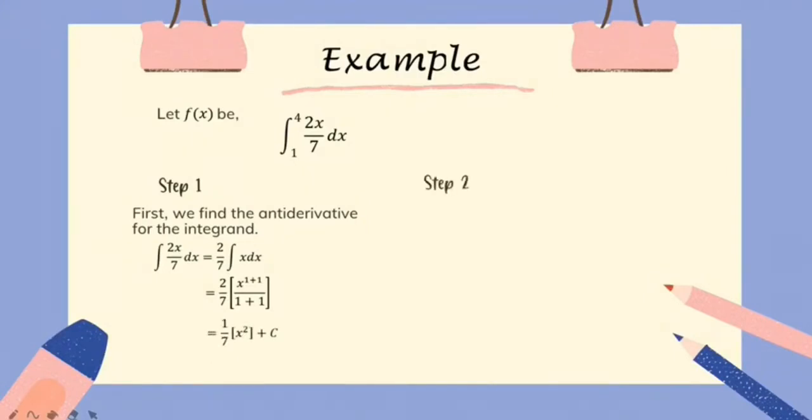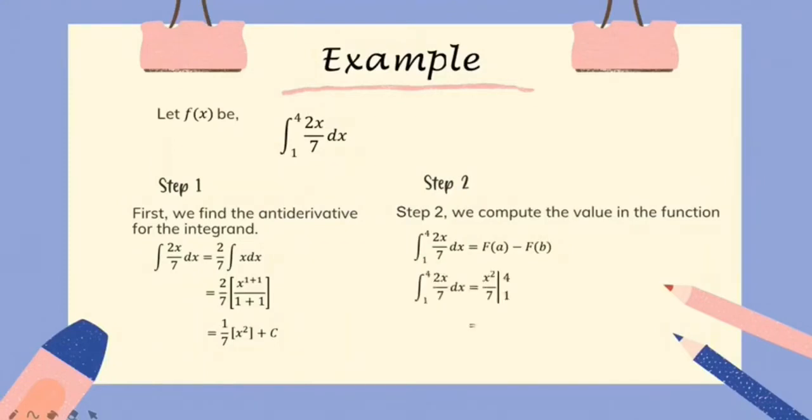In step 2, we just substitute or compute the value in the function. We already found the antiderivative for the function, for the integrand. So we just compute the value, and we get 15 over 7.